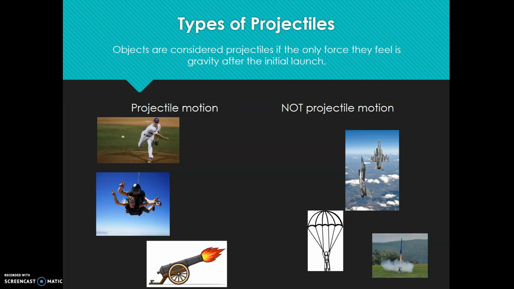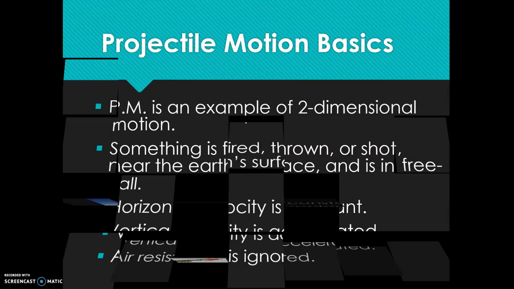Things that are not projectiles are things that have other forces acting on them, like a jet flying. It has that engine, that's another force. The rocket blasting off, that's also a force. And also a parachuter, because it has that drag force due to the parachute. These are not considered projectile motion.